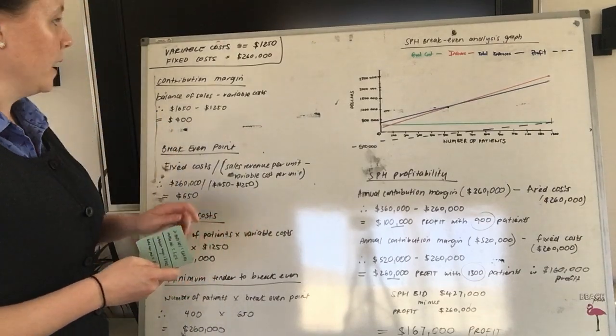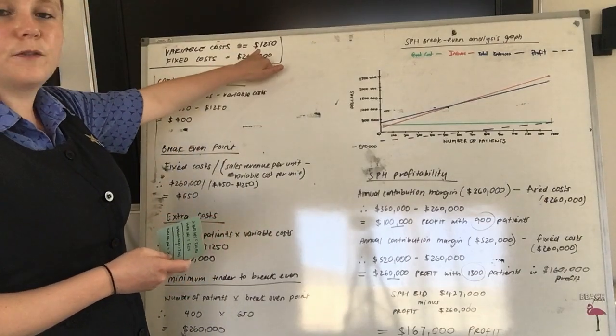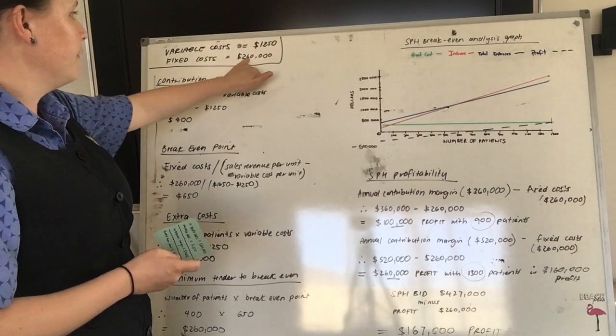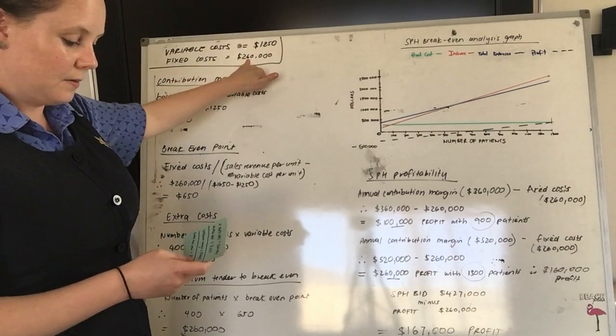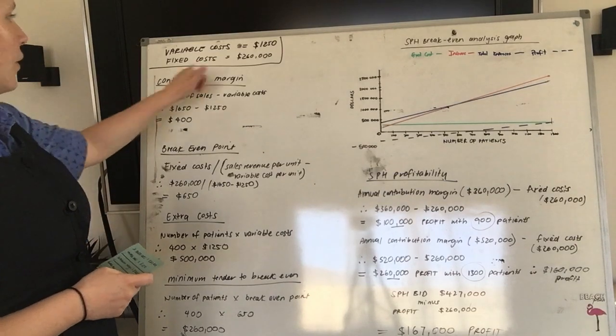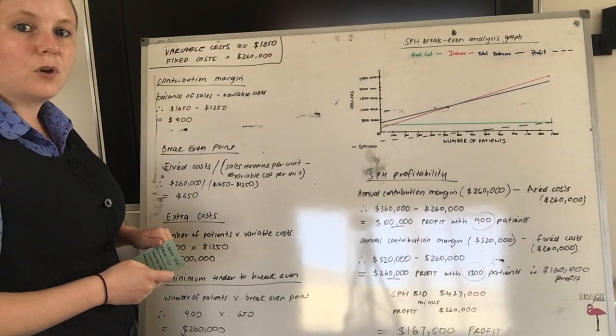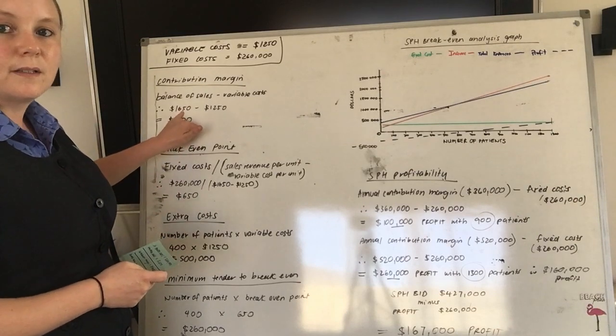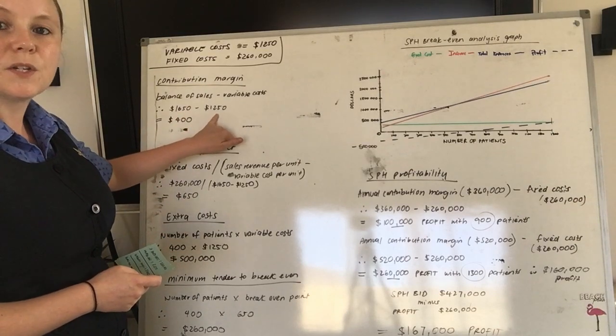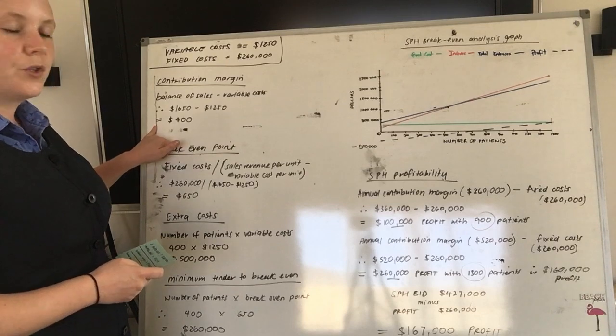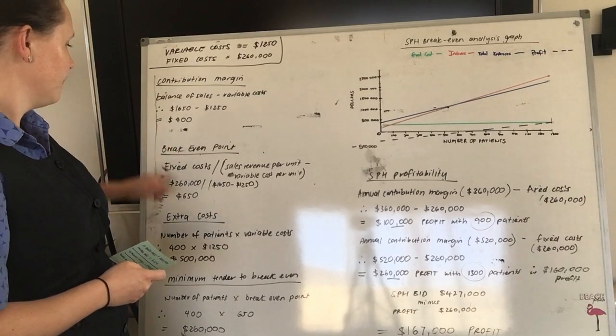So as you can see on my board here, I've got my variable costs of $1,250, my fixed cost of $260,000. So my contribution margin is the balance of sales minus the variable costs, the balance of sales being $1,650, the variable cost being $1,250, therefore the contribution margin is $400.